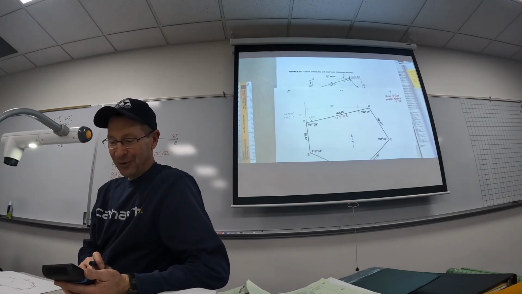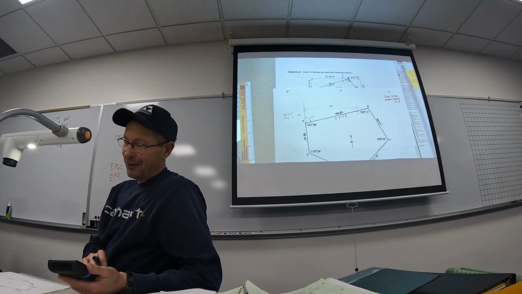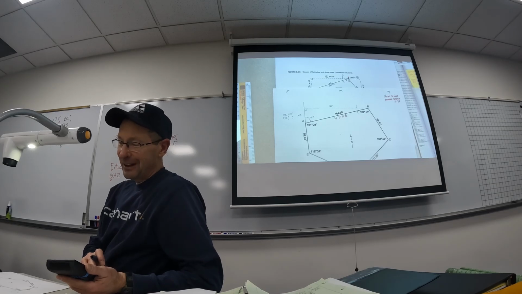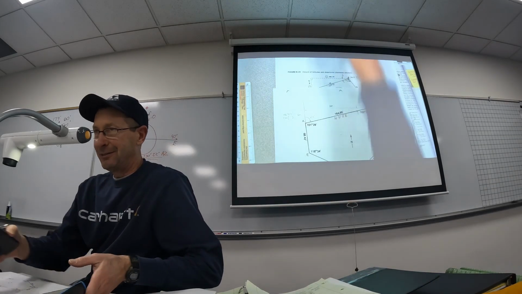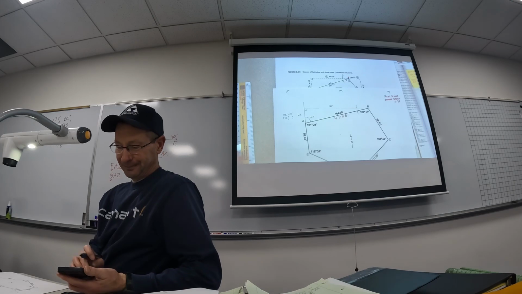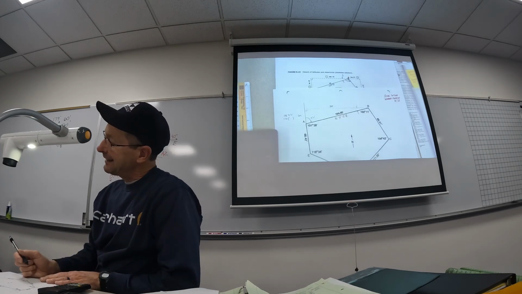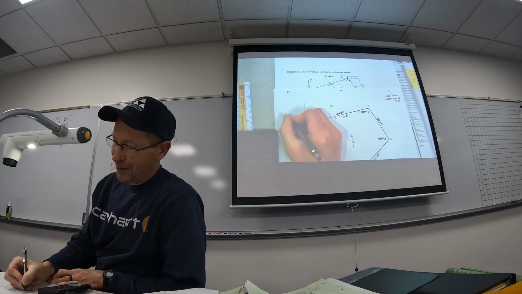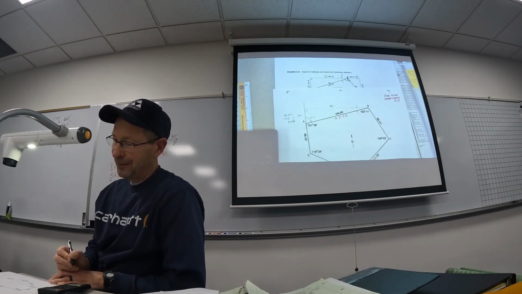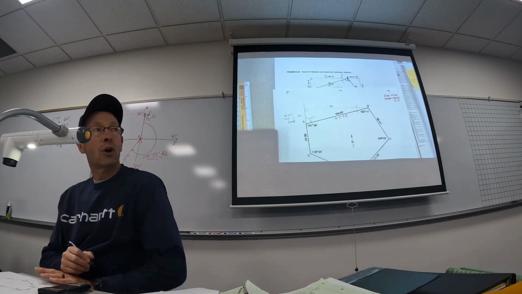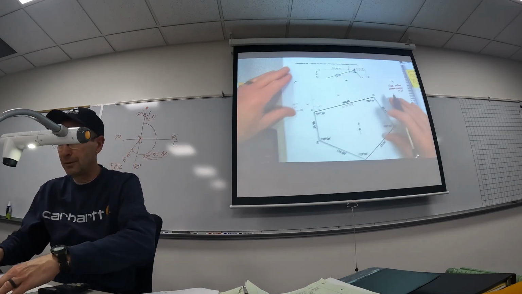So let's go here. Start using your calculators. This is going to be 71 degrees 11 minutes. Go ahead and make the conversion to decimal. So what do you get? I get 71.1833 degrees.